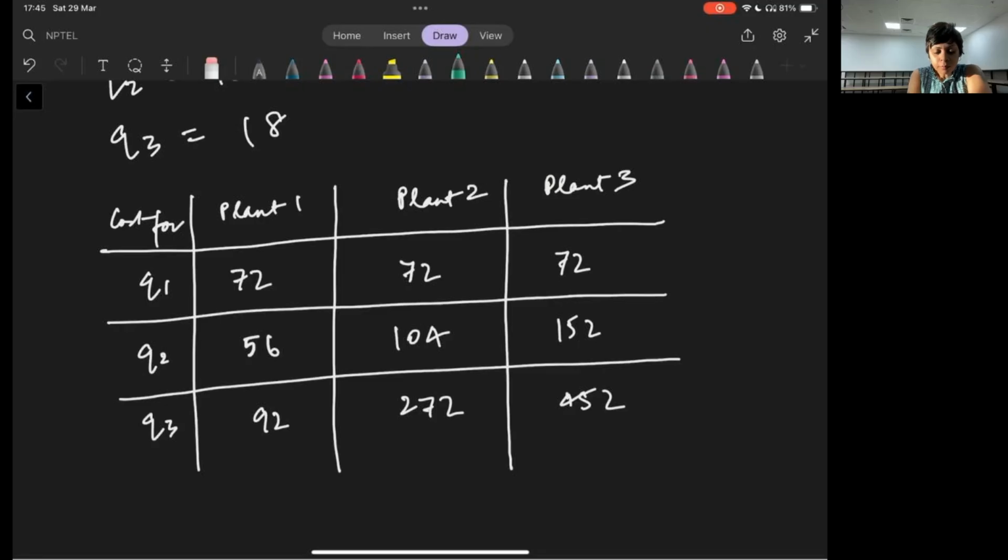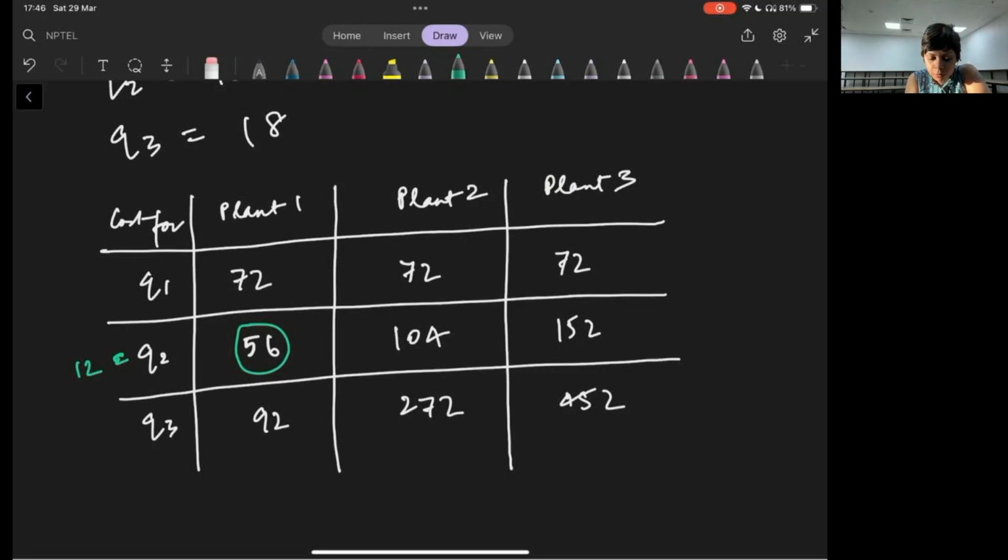Now for Q1, that is the first contract, all the plants have the same costs, right? They're all 72. So for the first contract, the firm is going to be indifferent between choosing plant 1, 2 and 3. Okay, so we will come back to the first contract later. Let's look at the second contract for Q2, which is equal to 12. For Q2 equal to 12, you can see that definitely plant 1 has the lowest cost, right? So the firm will want to choose plant 1 for fulfilling the second contract.